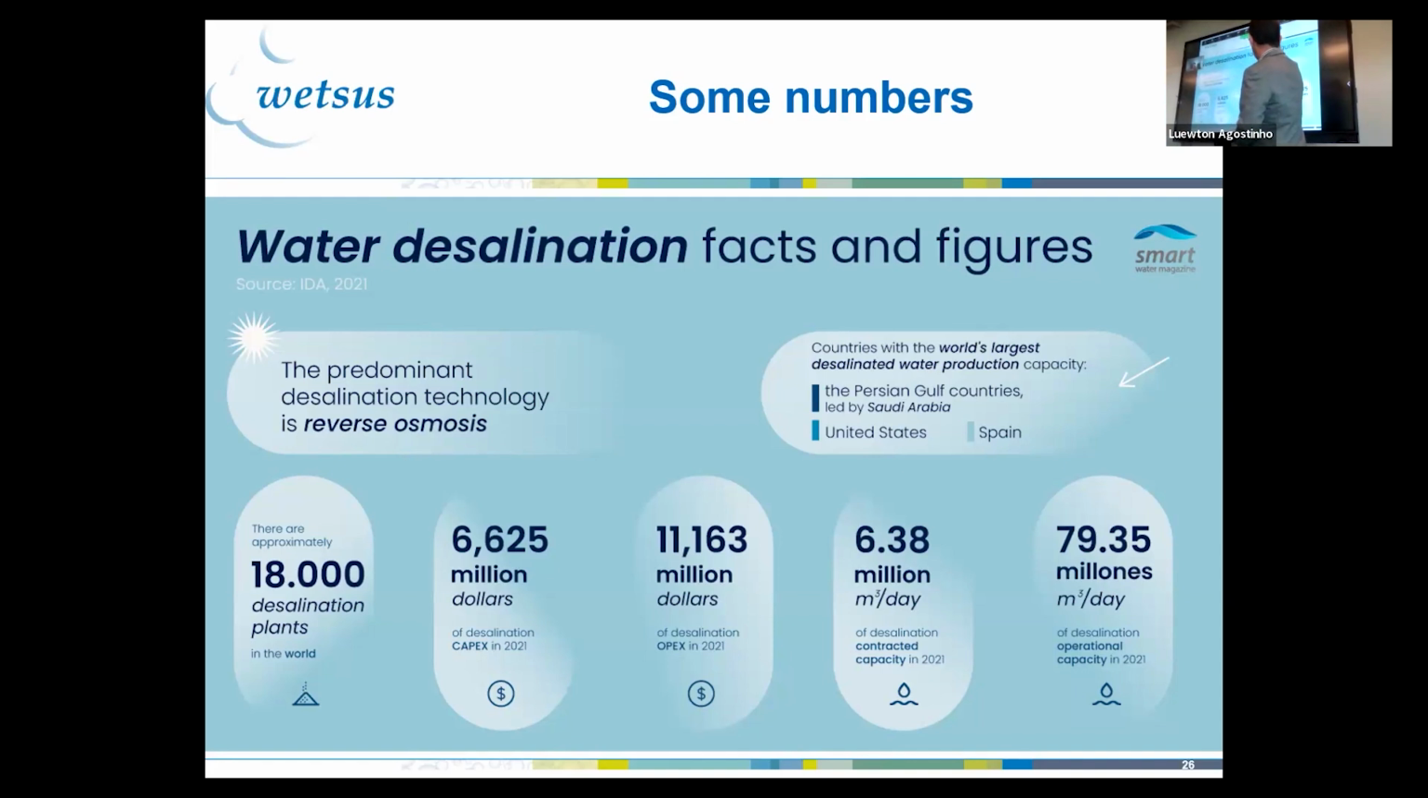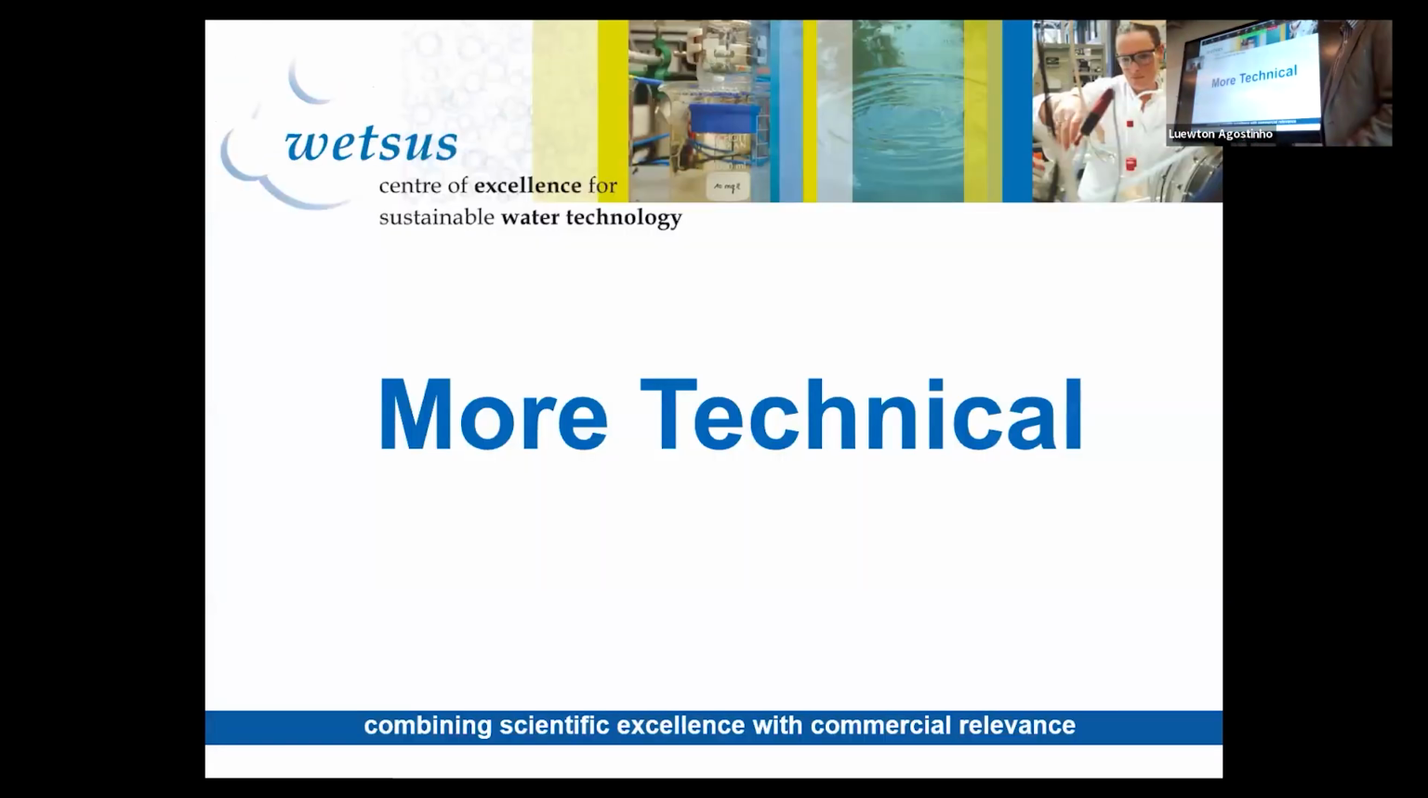The Persian Gulf, as I said, is the one that has the largest fraction of this production, and the United States comes in second, especially the Texas region and the West Coast region of the States. So this is a more introductory part.